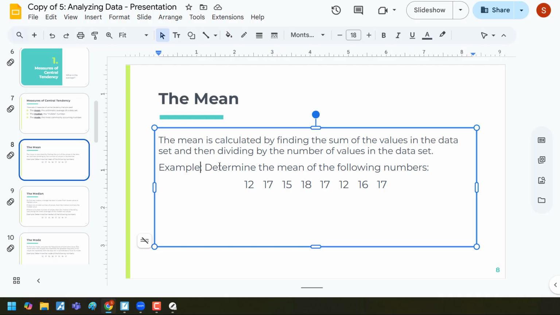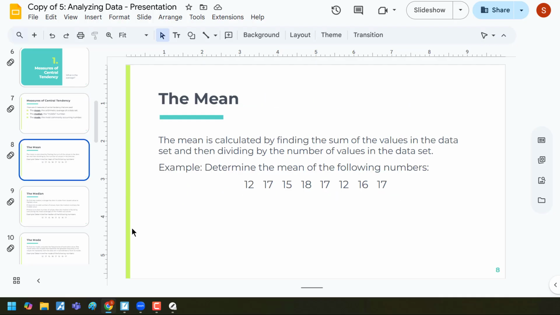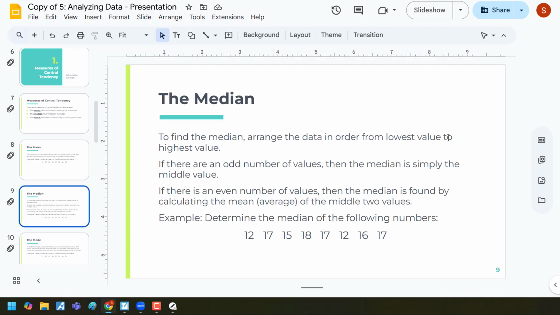But yeah, so that's the measures of central tendency. That's what they're called, central tendencies. Central meaning kind of like the middle, central. And there's 3 of them. Mean was the first. Median is the next. How do we do the median? To find the median, arrange the data in order from lowest value to highest value.